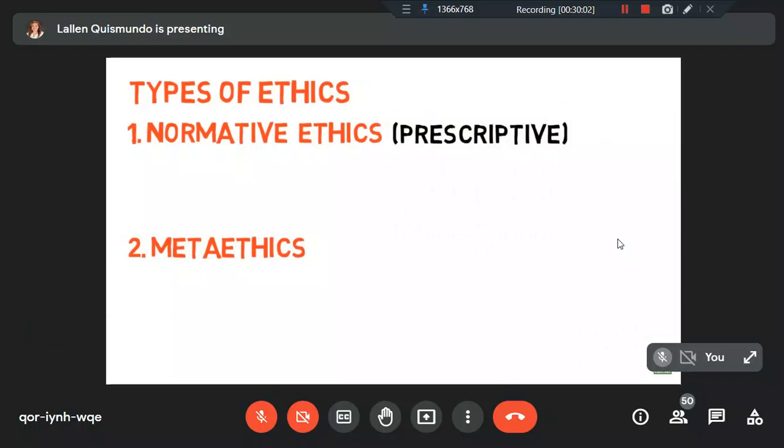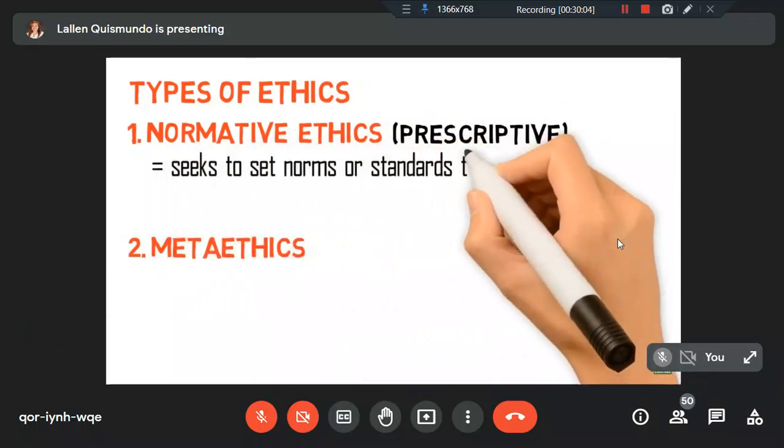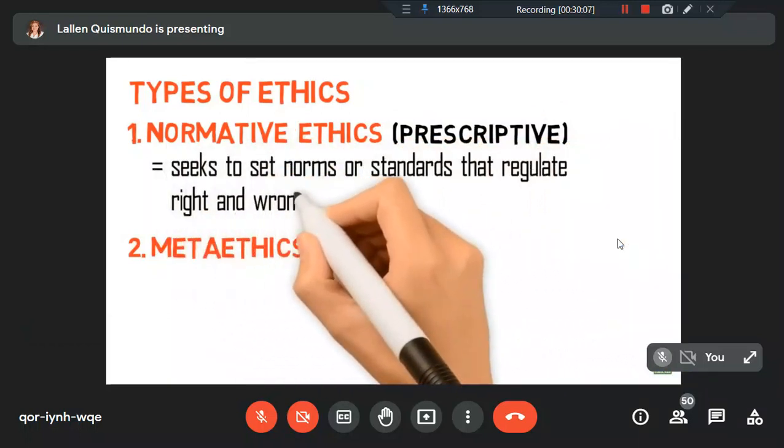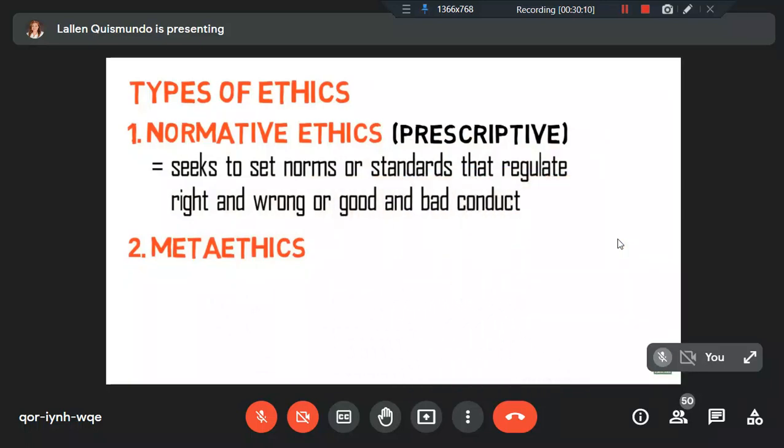normative ethics is prescriptive in nature, as it seeks to set norms or standards that regulate right and wrong or good and bad conduct. This may involve articulating the good habits that we should acquire, the duties that we should follow, or the consequences of our behavior on others. Hence, normative ethics normally attempts to develop guidelines or theories that tell us how we ought to behave. For example, Immanuel Kant's claim that an act is morally right if it is done for the sake of duty is an example of normative ethics.